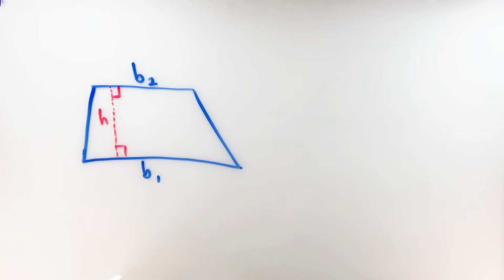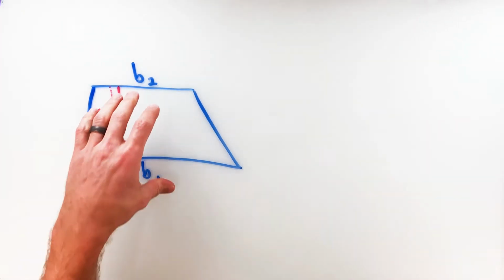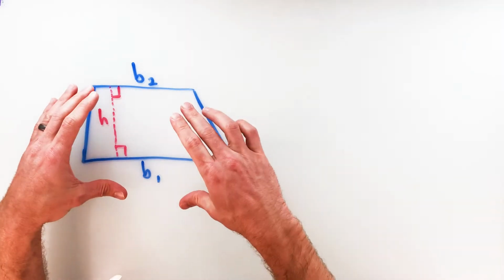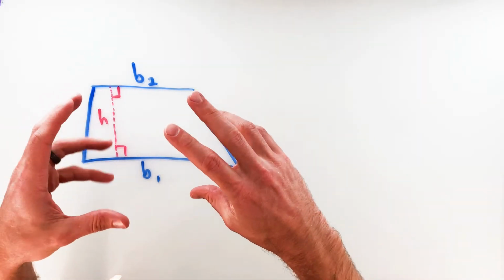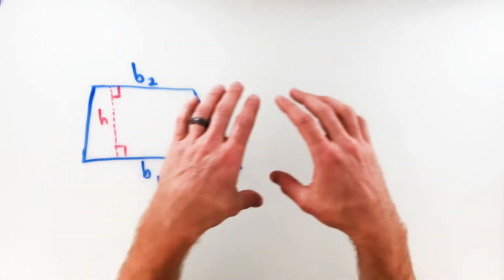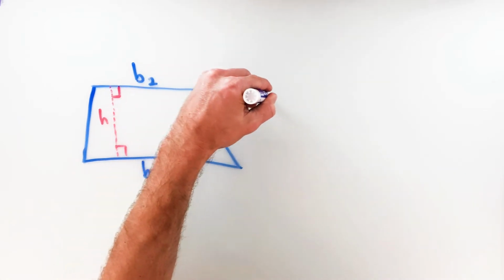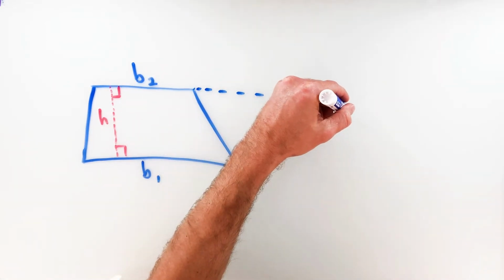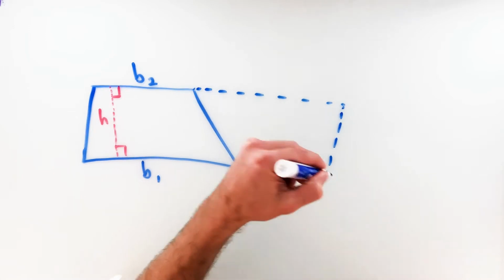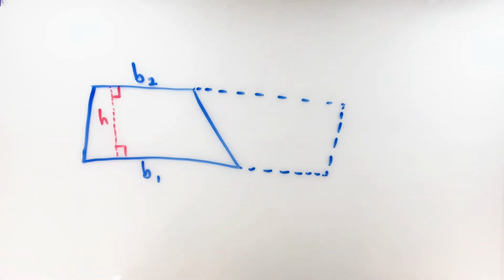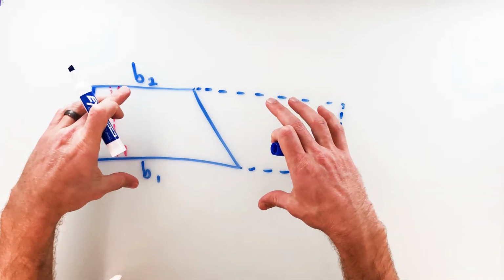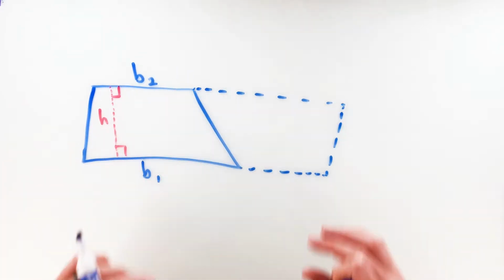Now to figure out the formula for the area of one of these, we're going to think about it in terms of a parallelogram. What we could do is duplicate this trapezoid. If we picked it up, flipped it around, and placed it right next to it, what we would have is a second trapezoid, just upside down, like this. These two trapezoids are exactly the same. I've just taken this one and flipped it over to match this.